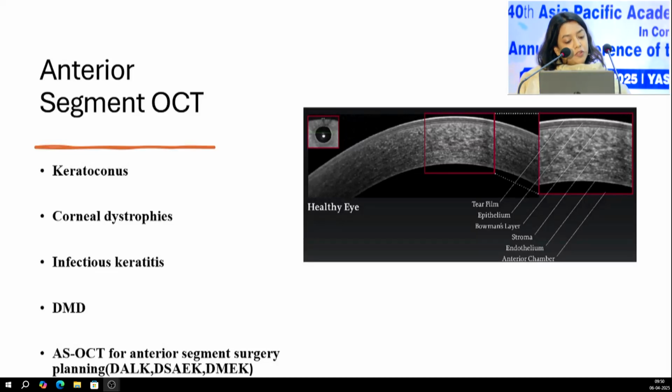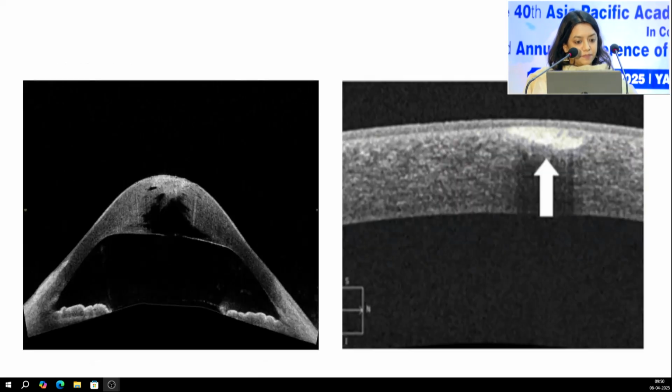It is also useful for anterior segment surgeries, like preoperative planning of DALK, DSEK, DMEK, and also intraoperatively in the form of iOCT. This is a picture of keratoconus with acute hydrops, and this is showing deposition in the anterior stroma in early granular dystrophy.